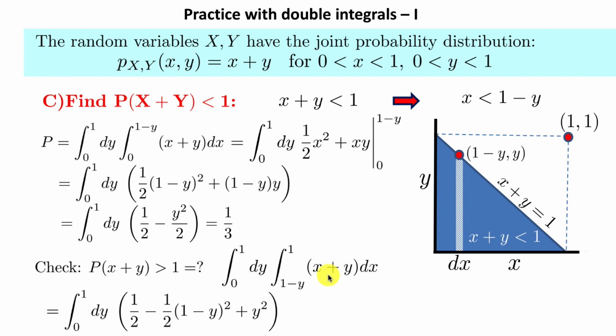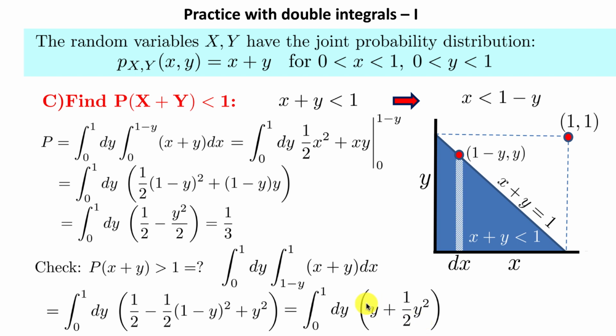Again, as before, the integral of x dx gives you x squared over 2. Evaluated between the limits 1 and 1 minus y, that's half minus half, 1 minus y squared, which comes from this lower limit. And for this term, we will get y into x, where x goes from 1 minus y to 1. So the integral gives you y. That multiplied by this y gives you y squared. And if you simplify this, that's y plus half y squared. The rest is pretty trivial.